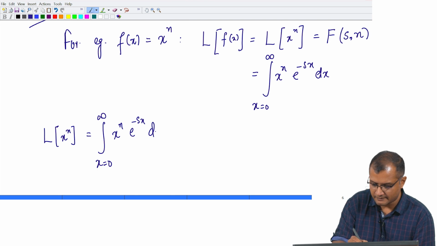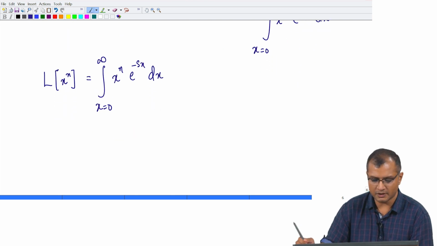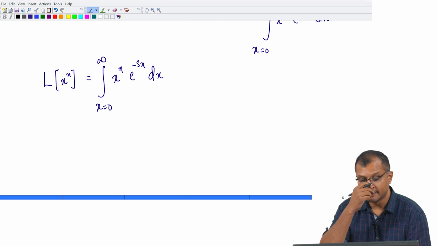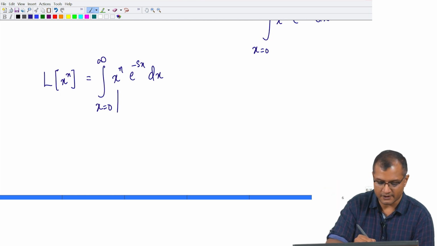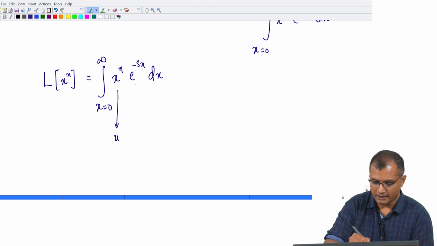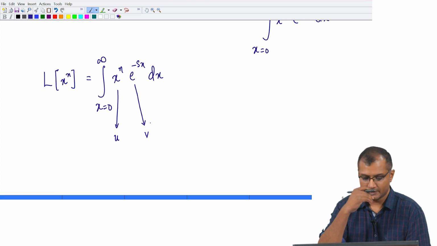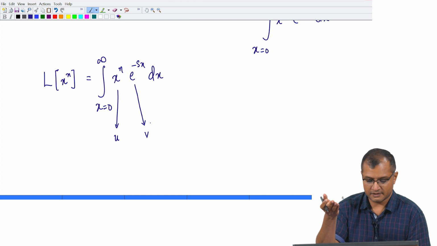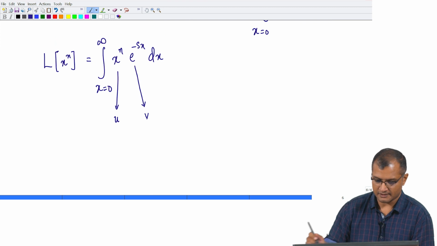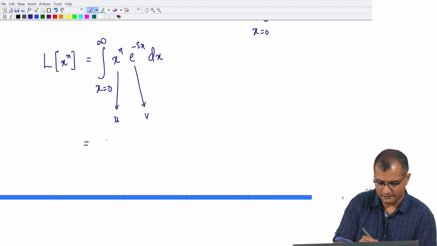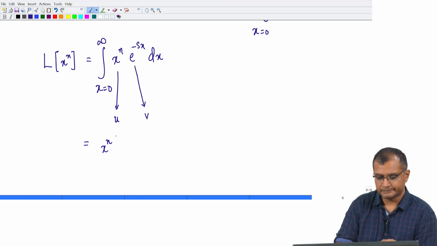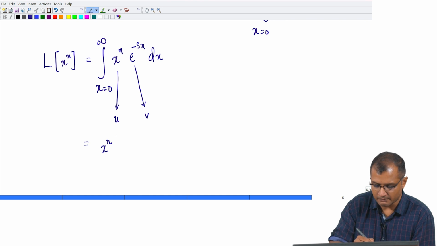minus s x dx. Now, to solve this you have to do integration by parts, and I will encourage you to take x to the power n as the first function and e to the power minus s x as the second function. The reasons are simple: each successive derivative of x to the power n reduces its order. That is the encouragement to take this as the first function. So, you take this and perform the integration by parts.